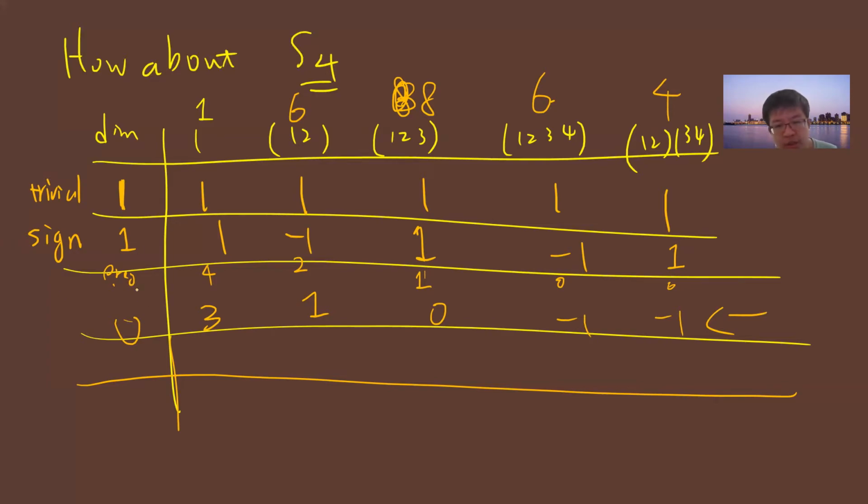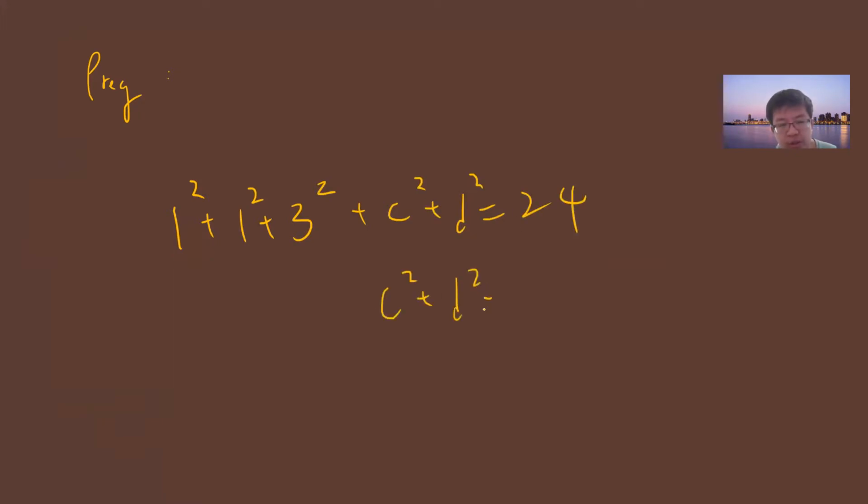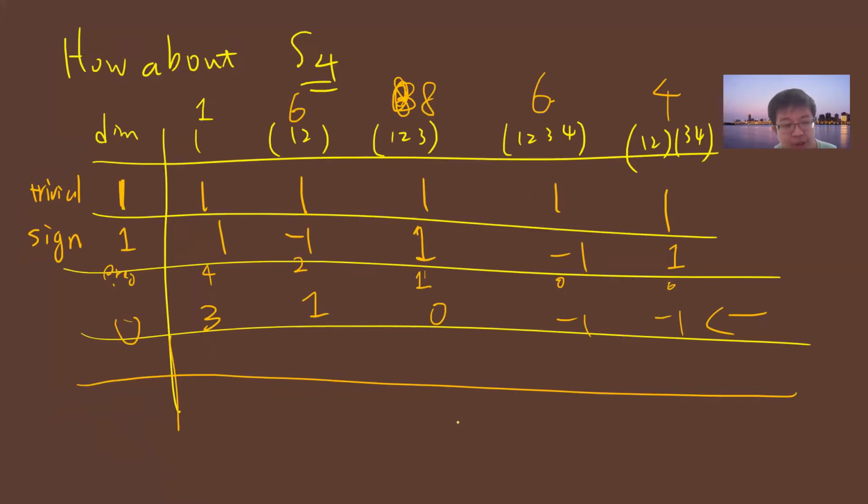Okay, once we notice this, our dimensions are 1, 1, 3. You know that 1 squared plus 1 squared plus 3 squared plus c squared plus d squared equals 24. So c squared plus d squared should be 24 minus 11, which is 13. You can easily see that it can only be 2 and 3. So the rest should be another 3-dimensional one and also the 2-dimensional one.